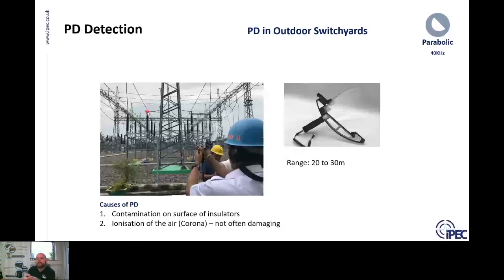And again, switchyards are exactly the same as those medium voltage pole mounted cables and the associated bushings there. So as well as switchyards, you can use it on transformer, open transformer bushings, or you can use it on the overhead line connections as well.